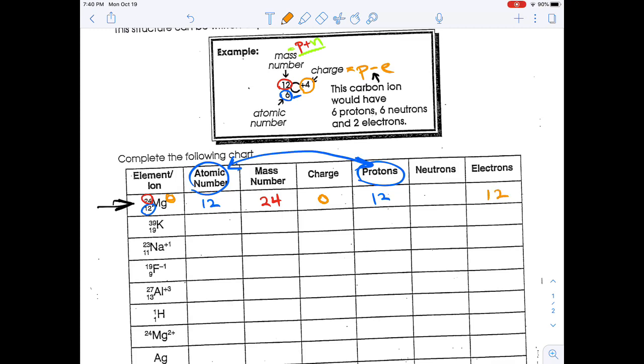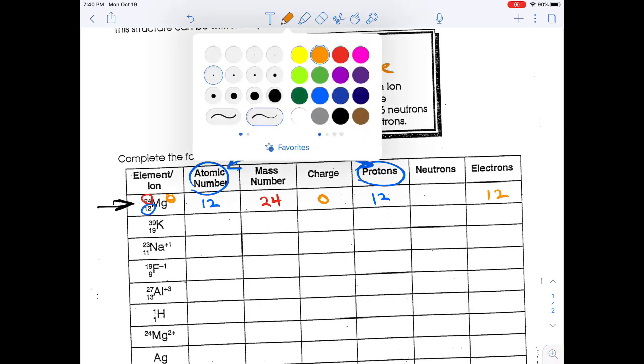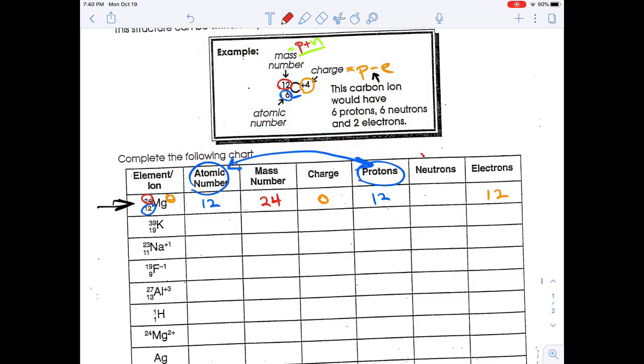Neutrons need to be figured out. And we know again that the mass number is going to be equal to my protons plus my neutrons. And so if we know here the mass number is 24 and we have 12 protons, we have to figure out the neutrons. Well, 12 plus 12 is going to give me that 24. And so that's all very good.